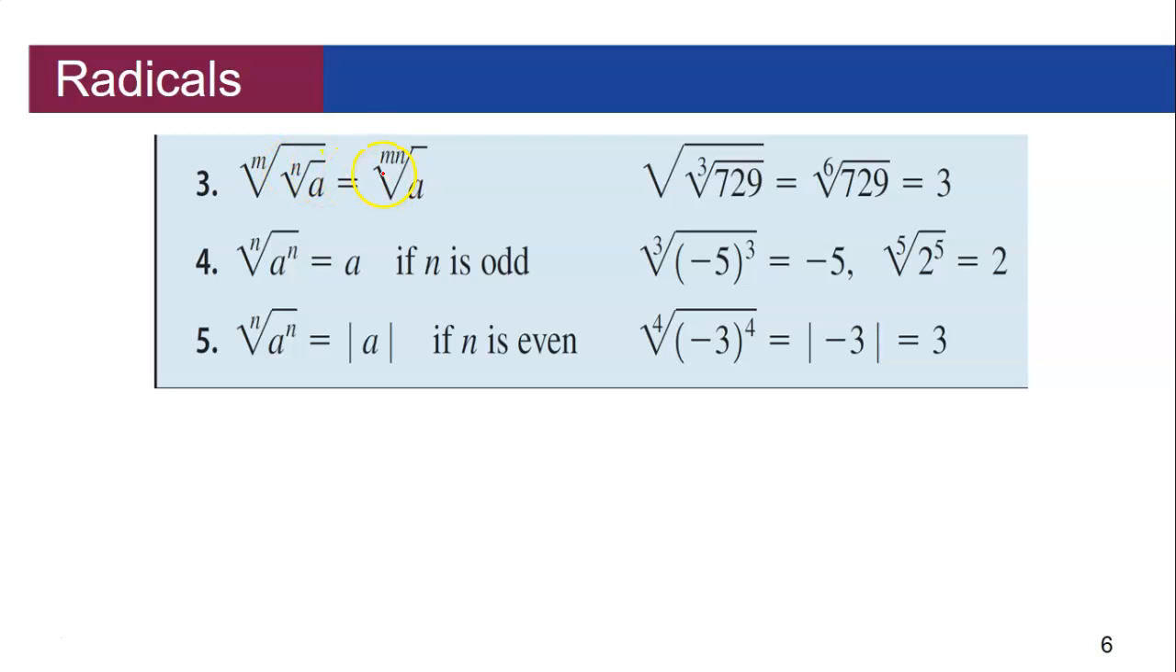Okay, if you have two radicals that are one inside the other, then you're going to actually multiply these indexes together to combine those. So if you had the square root of the cube root of 729, this would be an understood 2. So 2 times 3 would give us 6 for the index there.